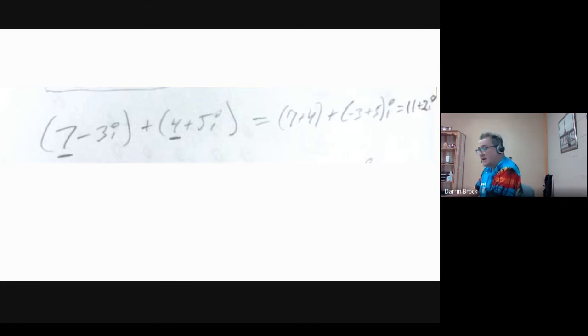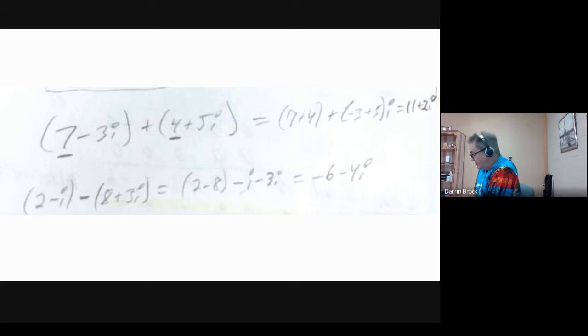11 plus 2i. We can subtract them. Let me move over this way a little bit. So if we have 2 minus i, and we're subtracting 8 plus 3i, that gives us 2 minus 8 as the real portion, and -i minus 3i.